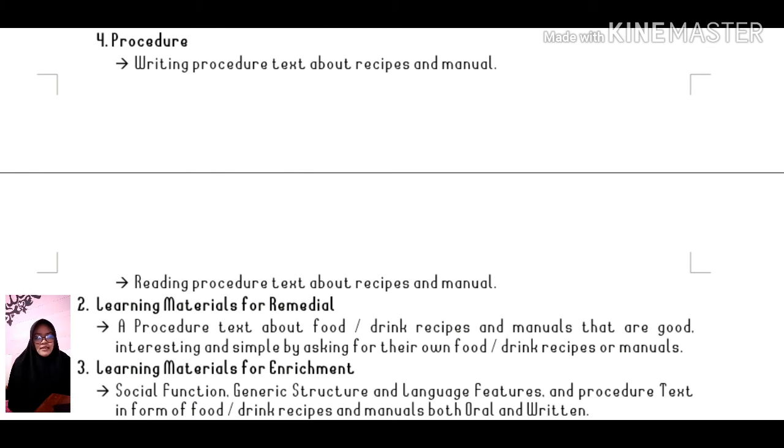Okay, for the next, it's about procedure. The first is writing procedure text about recipes and manuals. So, reading procedure text about recipes and manuals too. So, about learning materials for remedial, here, procedure text about food or drink recipes and manuals that are good, interesting, and simple by asking further on food or drink, recipes, or manuals.